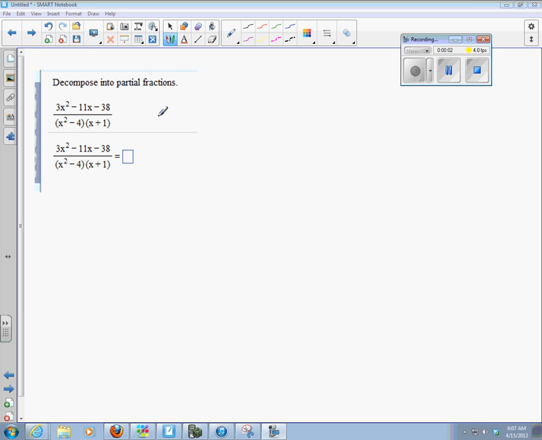Okay, so for this one, what's different is that the denominator is not fully factored. So I've got to try to do that if I can. It isn't always possible, but with this one it certainly is. I'm noticing that x squared minus 4 is just the difference of two squares factoring pattern, which makes it nice. That tells me that's what it's going to break down to.